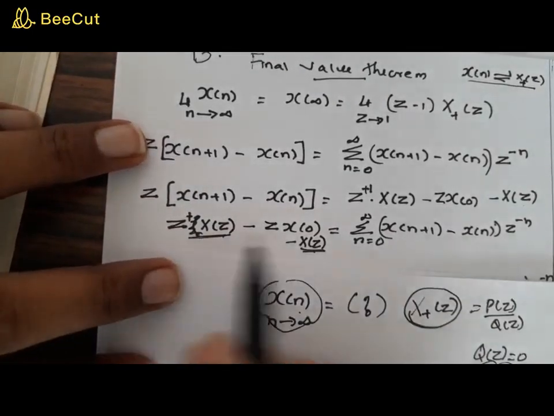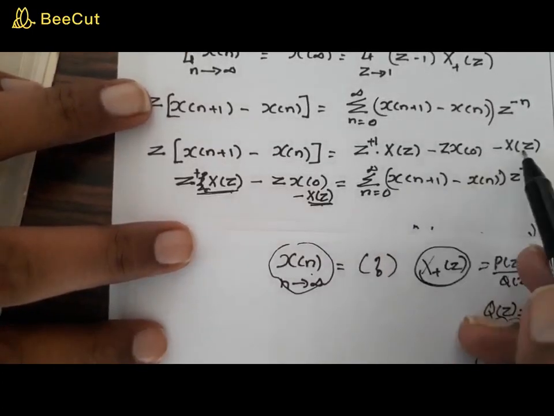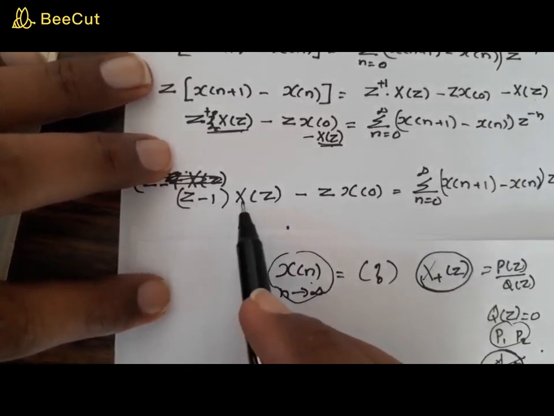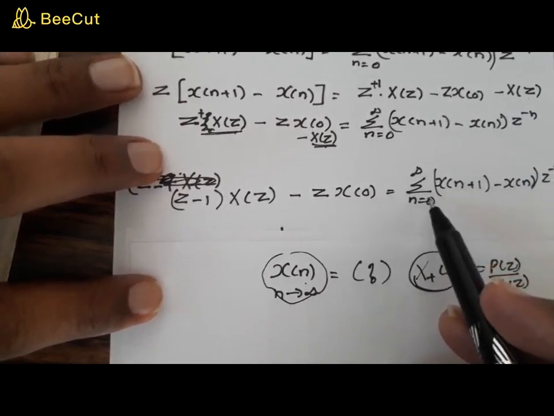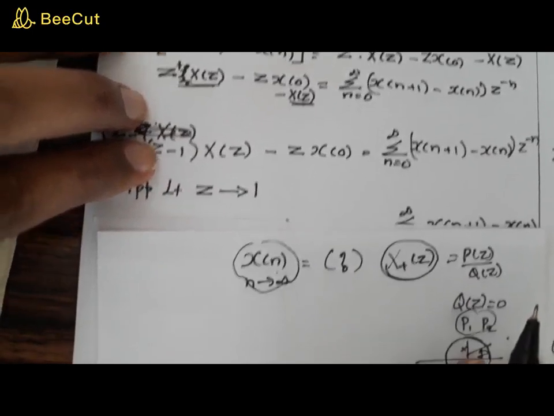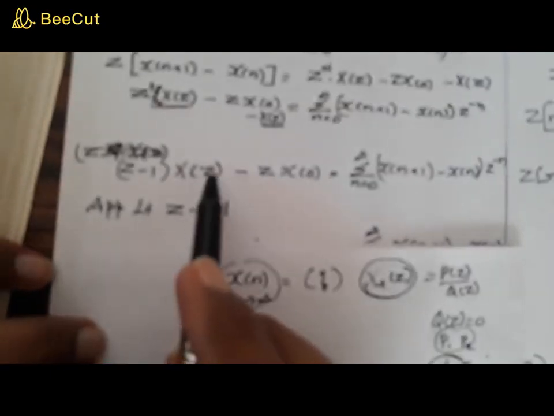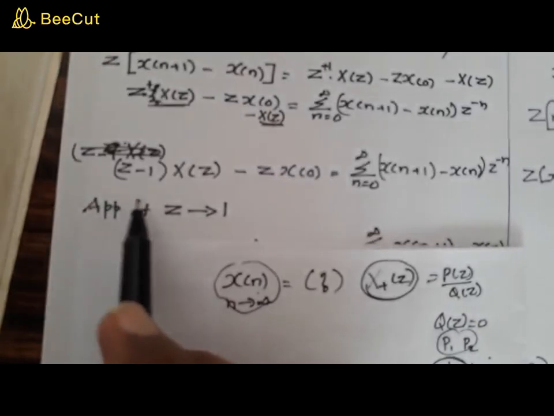This is equated to the right hand side, and you can combine these two X of z. Combining these two X of z, you will get z minus 1 into X of z minus z times x of 0 is equal to sigma n equal to 0 to infinity of x of n plus 1 minus x of n, into z raised to minus n. Now, applying the limit as z tends to 1: you cannot apply the limit here because we do not know anything about X of z. After simplification only can we apply it, so you must keep it as such.